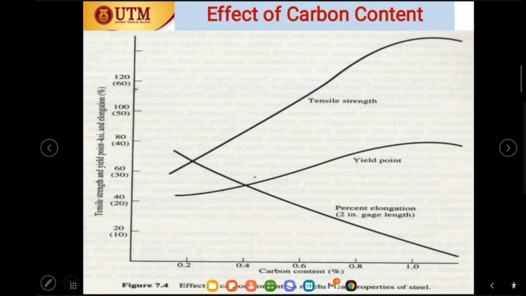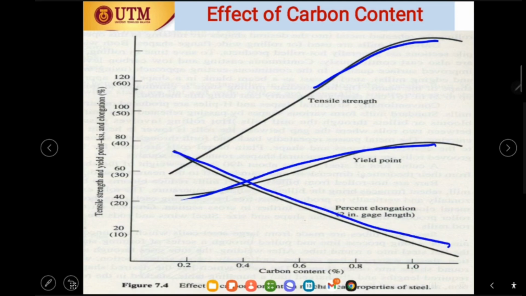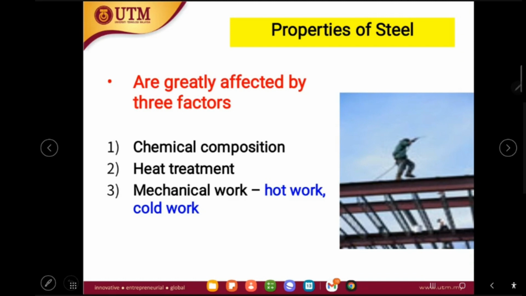So we have to justify that. And the effects of the carbon content, if you look at this diagram, like we have already mentioned earlier, it can increase the tensile strength with the increase of the carbon content. It can also increase the yield capacity. But on the other hand, it decreases the percentage of elongation, which is an indication of the ductility.